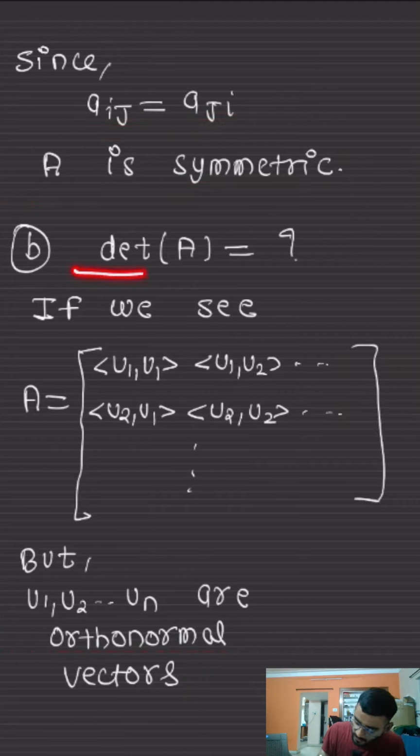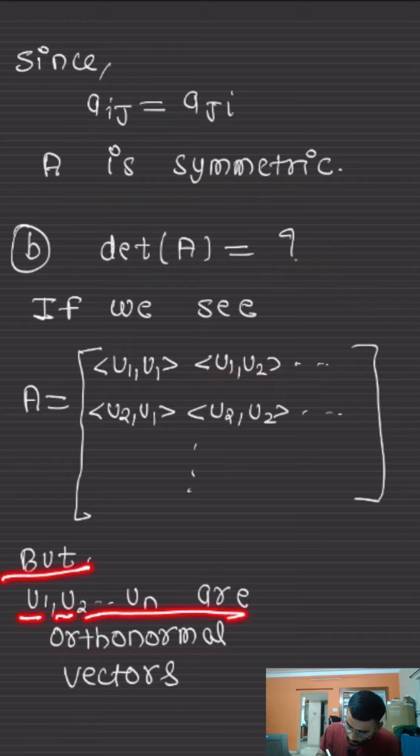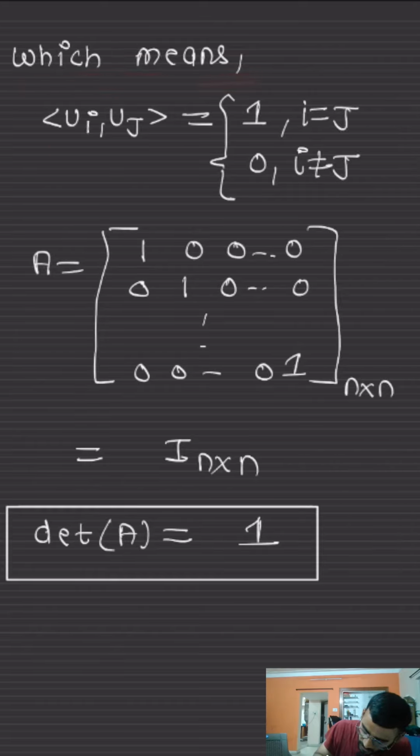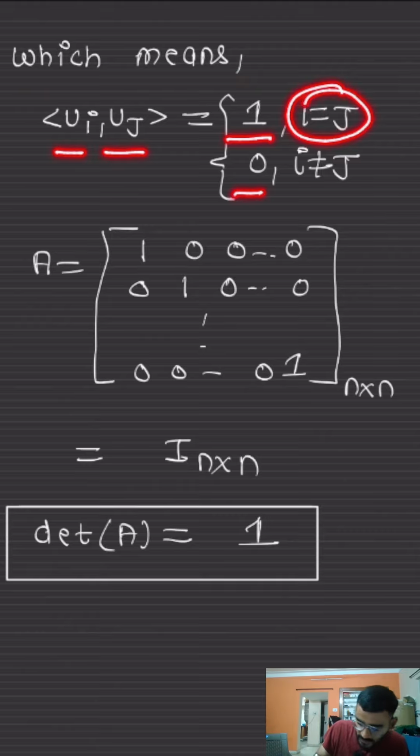Now we need to find the determinant of A. The matrix A takes all the combinations of Aij. If we take A11, it can be written as the inner product of u1 with u1. Similarly, A12 can be written as the inner product of u1 with u2, and so on. But here u1, u2, ..., un are orthonormal vectors, which means that the inner product of ui with uj is 1 only if i equals j, otherwise this inner product is 0.